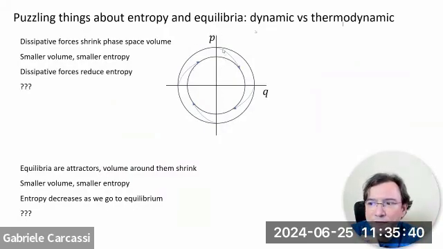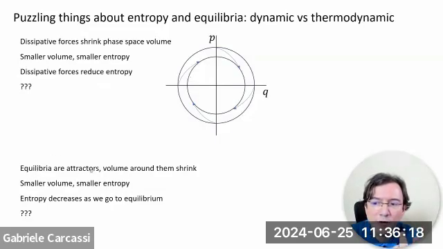So if you imagine a damped harmonic oscillator, and this is position and this is momentum, every trajectory is going to spiral to the center, where you've lost all the energy and your oscillation has stopped. And the idea is that this is a dissipative force, and it shrinks phase space volume. But a smaller volume means a smaller entropy. And therefore, we are saying that a dissipative force is reducing the entropy, which doesn't make sense. We would expect the dissipative force to increase entropy. And here we have the opposite.